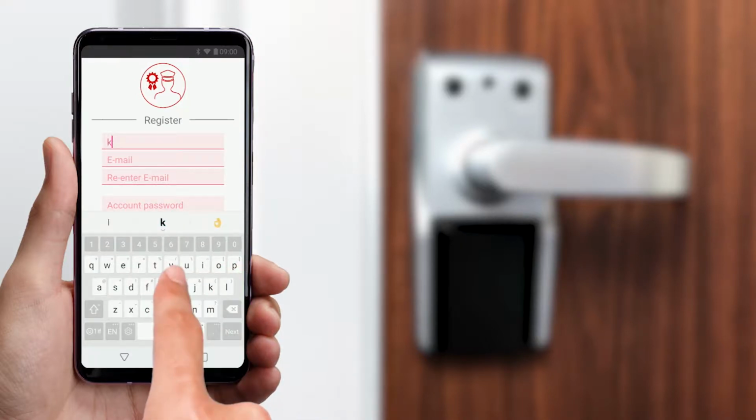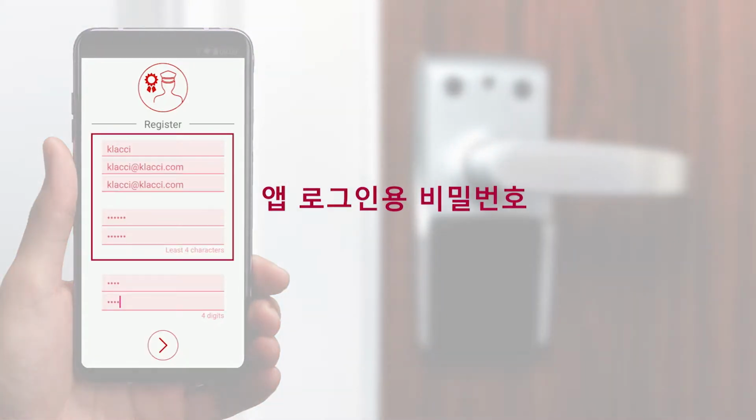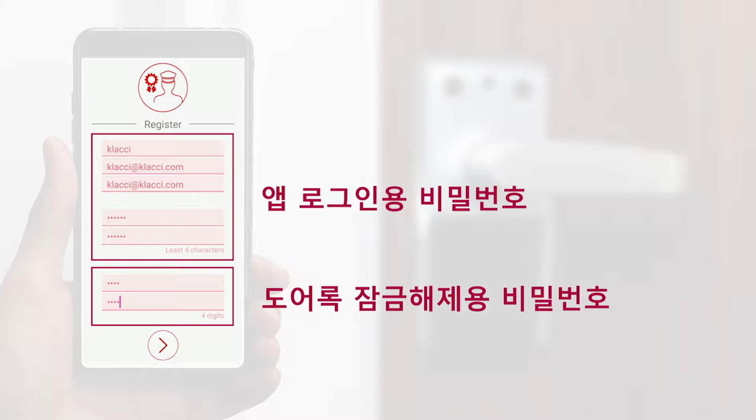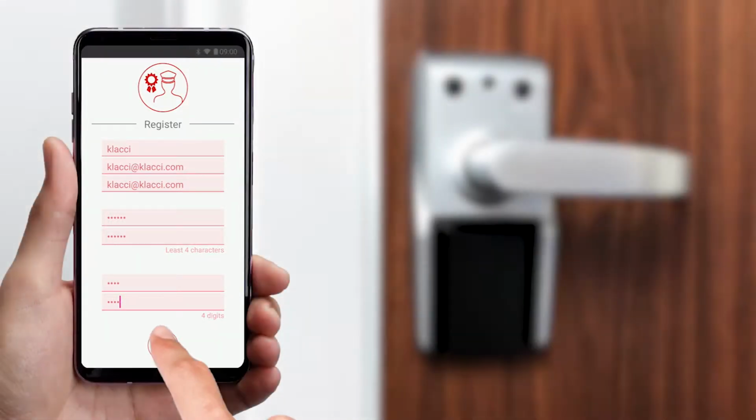First, enter the app account information. Next is to set the account passcode for logging into the Smartlink app and the passcode for unlocking the door. Once finished, please tap the icon below.